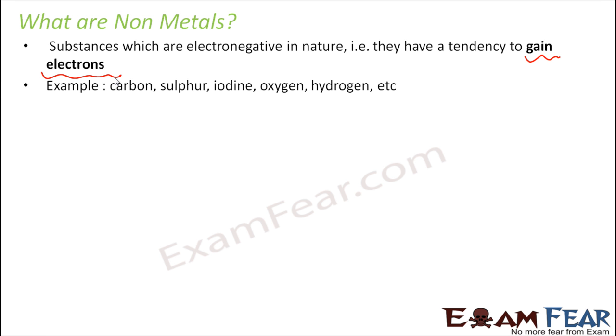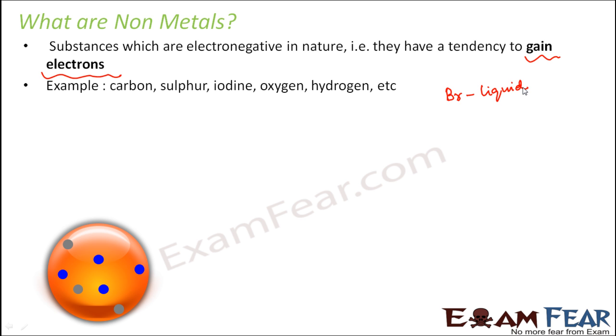Examples of non-metals are carbon, sulfur, iodine, oxygen, hydrogen. Now if you see, most of the non-metals are either solids or gases. However, there are exceptions which are liquid, for example bromine. So bromine is one such non-metal which is liquid.